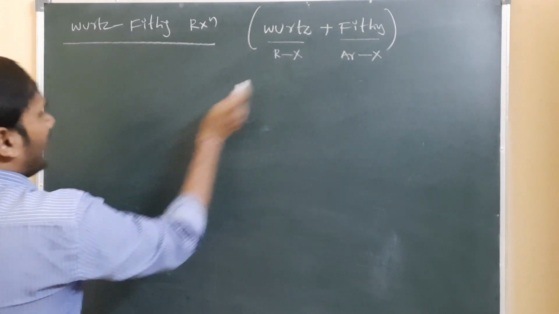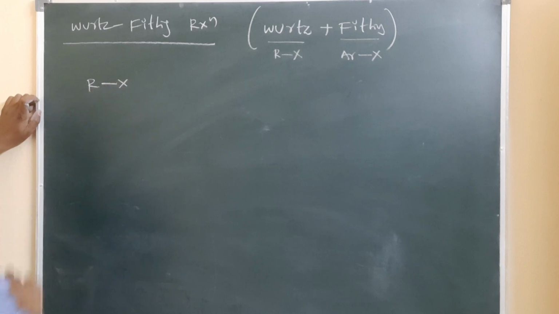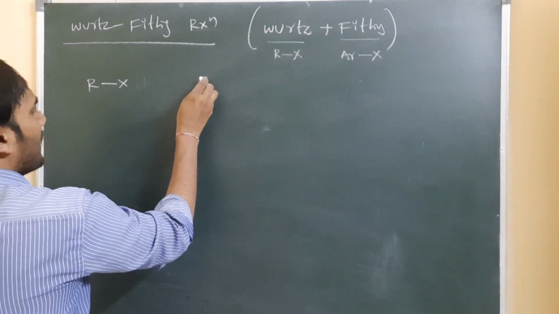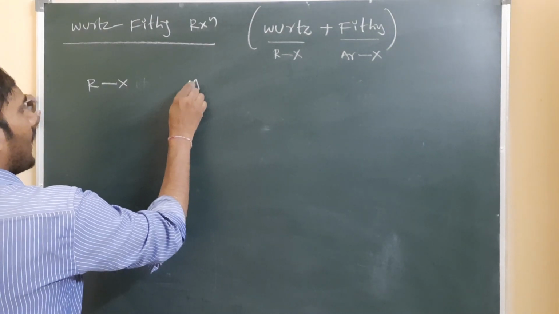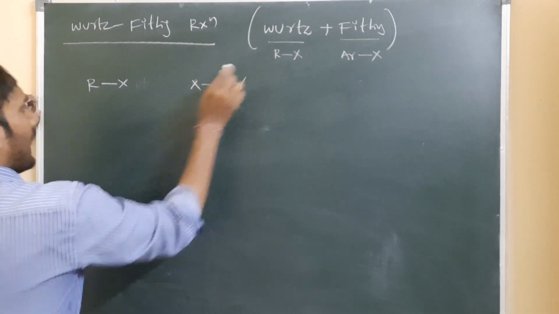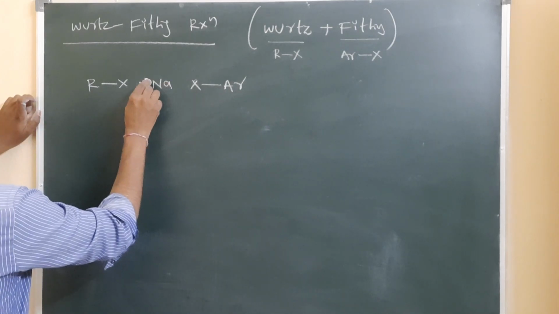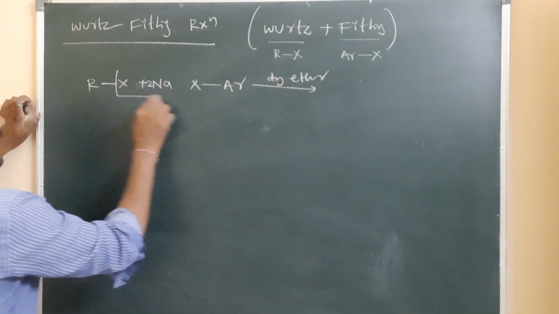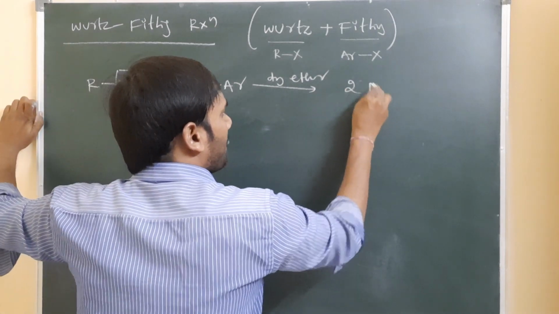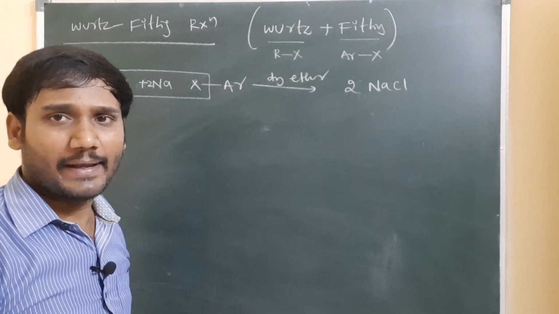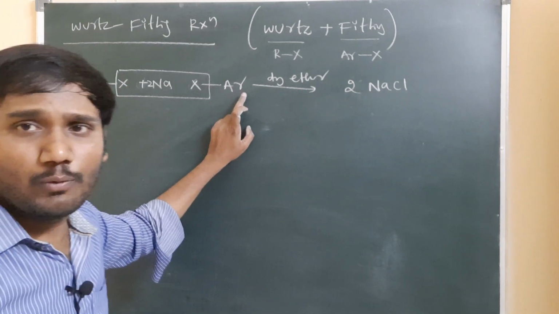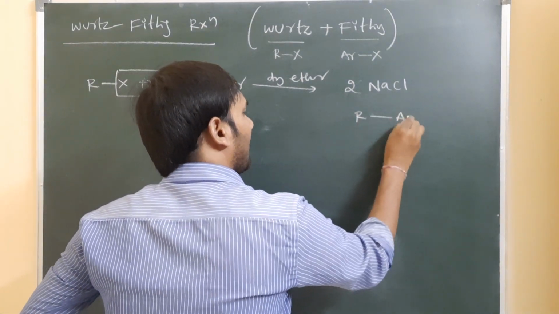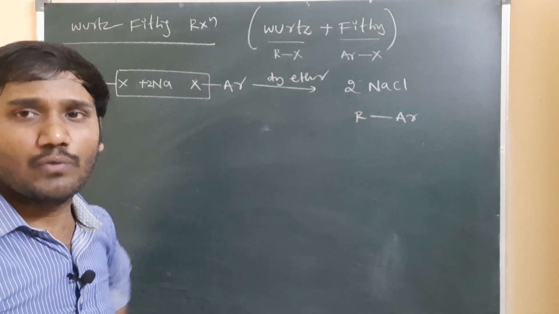So once again, the Wurtz reaction takes the alkyl halide, and the Fittig reaction takes the aryl halide, in the presence of sodium and dry ether. 2 molecules of sodium chloride form. At the same time, one is the alkyl group and one is the aryl group, and the alkyl and aryl groups are combined. So this is the Wurtz-Fittig reaction.